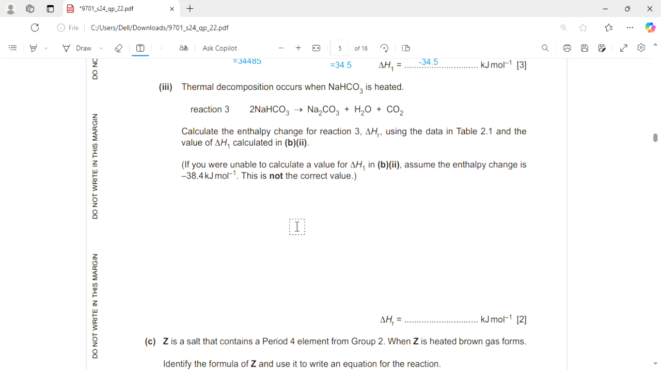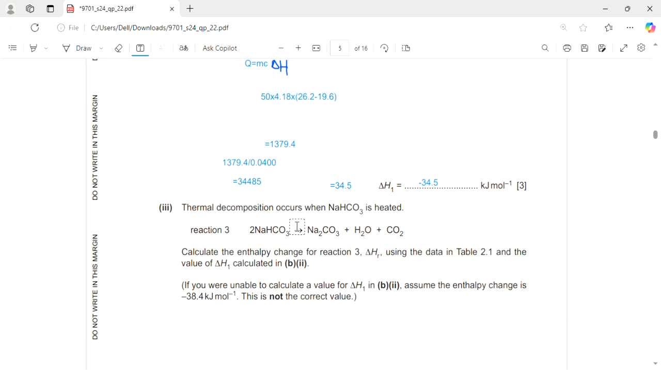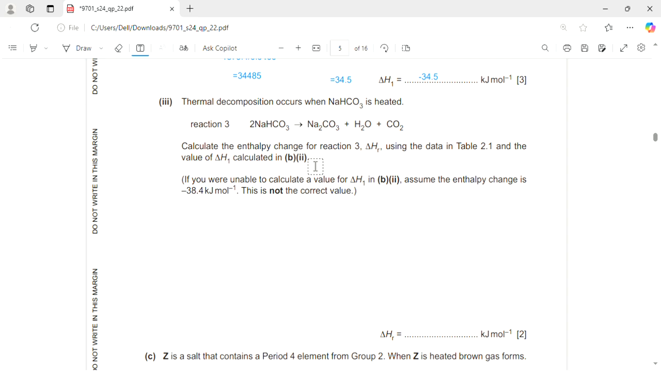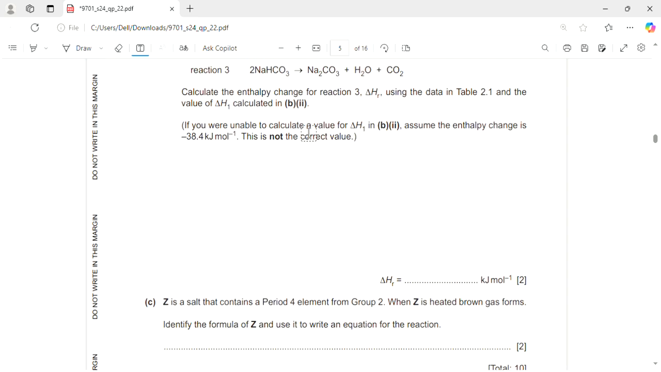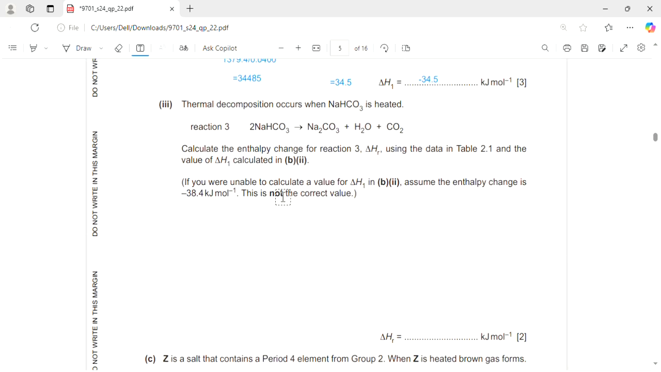Now move to the next part, part 3. Thermal decomposition occurs when NaHCO3 is heated. A reaction is shown, which produces Na2CO3 plus water plus carbon dioxide. So calculate the enthalpy change for the reaction 3, using the data table in 2.1 and the value of the delta H1 calculated. If we are unable to calculate the value of the delta H1, assume an enthalpy change, which is not a correct value. Just do it.